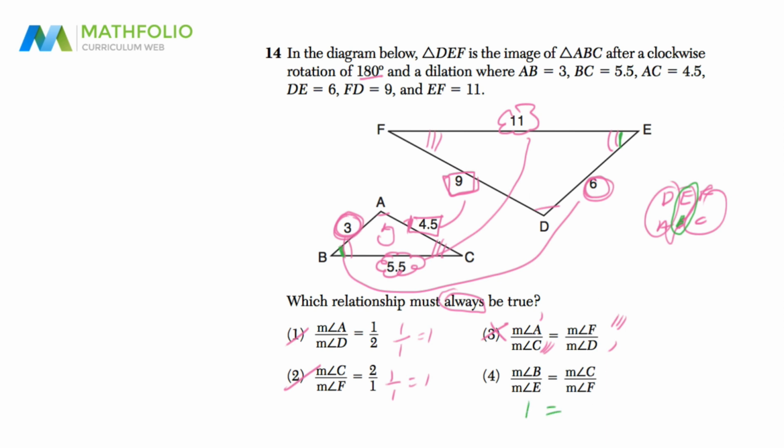So measure of angle C, which is here with the 3 lines, divided by the measure of angle F, which also has these 3 lines. So 1 equals 1. That is our answer. Answer number 4 for question 14.